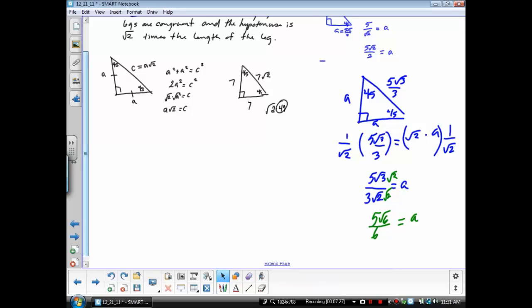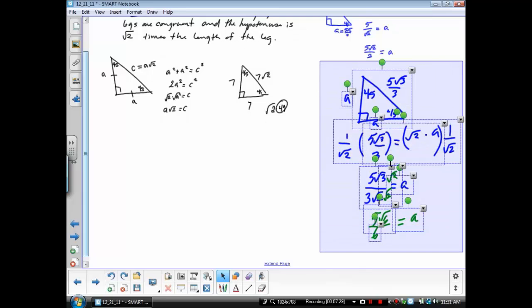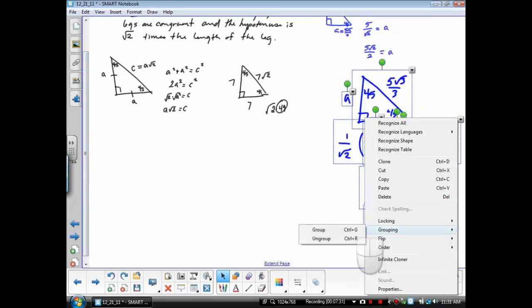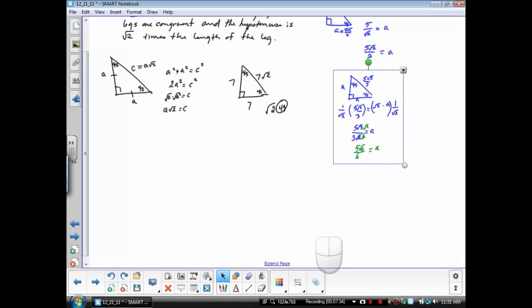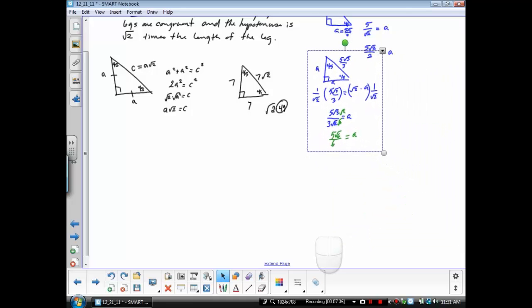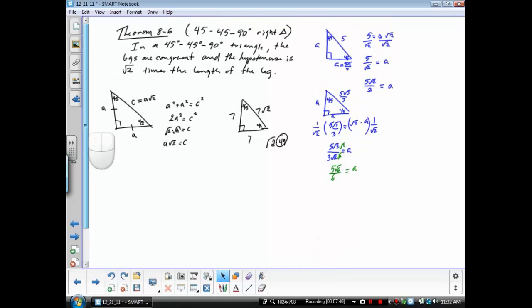Okay. Let's move to our next theorem, which is our 30, 60, 90 triangle. Theorem 8-7.